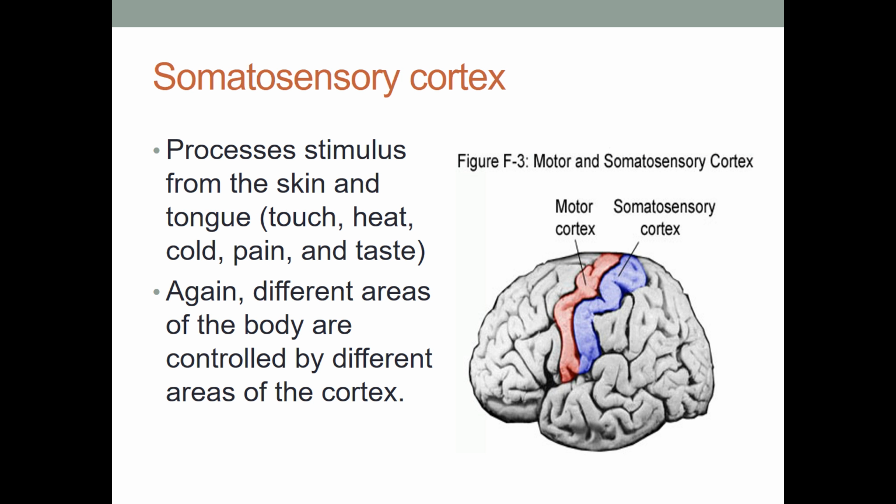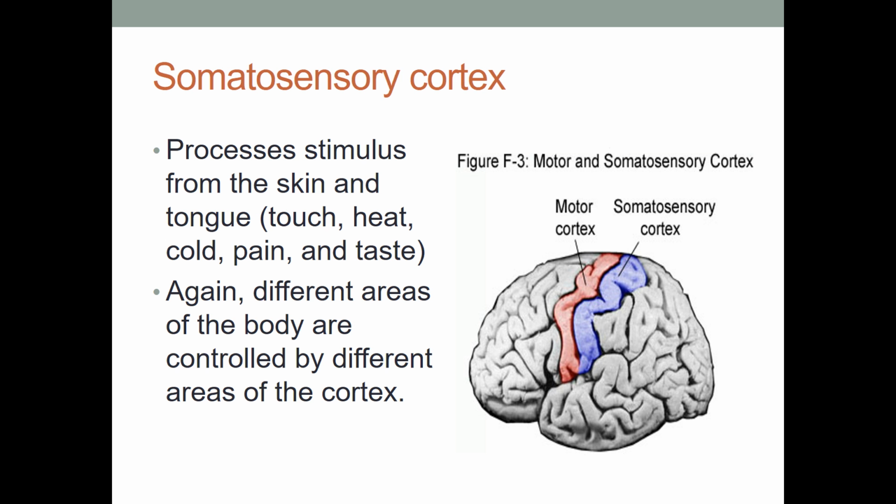So it helps us process what you're feeling. If something lands on your hand, you can feel it because of your somatosensory cortex. It also helps you process what you taste. So if you were eating some bubble gum, you'd be tasting it because of decoding in your somatosensory cortex.